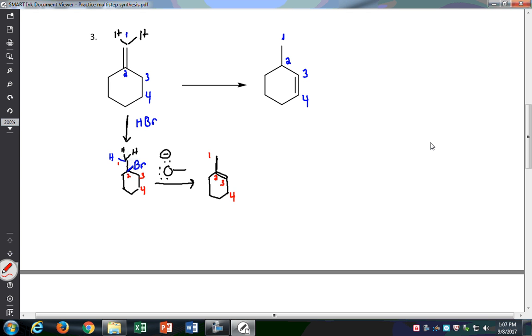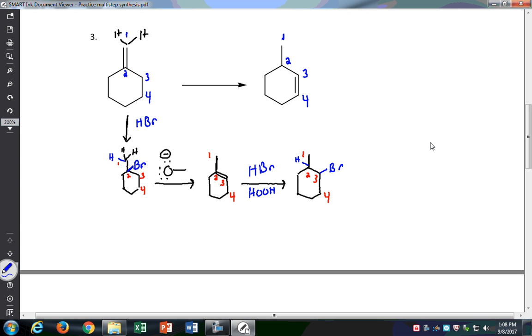Now what's going to be our next step? Another addition. And where are we adding our halogen? Carbon 3. So that means our hydrogen must add on carbon 2. So now, of course, we're doing that with HBr, but what else do we need? We need our peroxide, because that's anti-Markovnikov. Because our carbon 3 is our least substituted compared between 2 and 3.